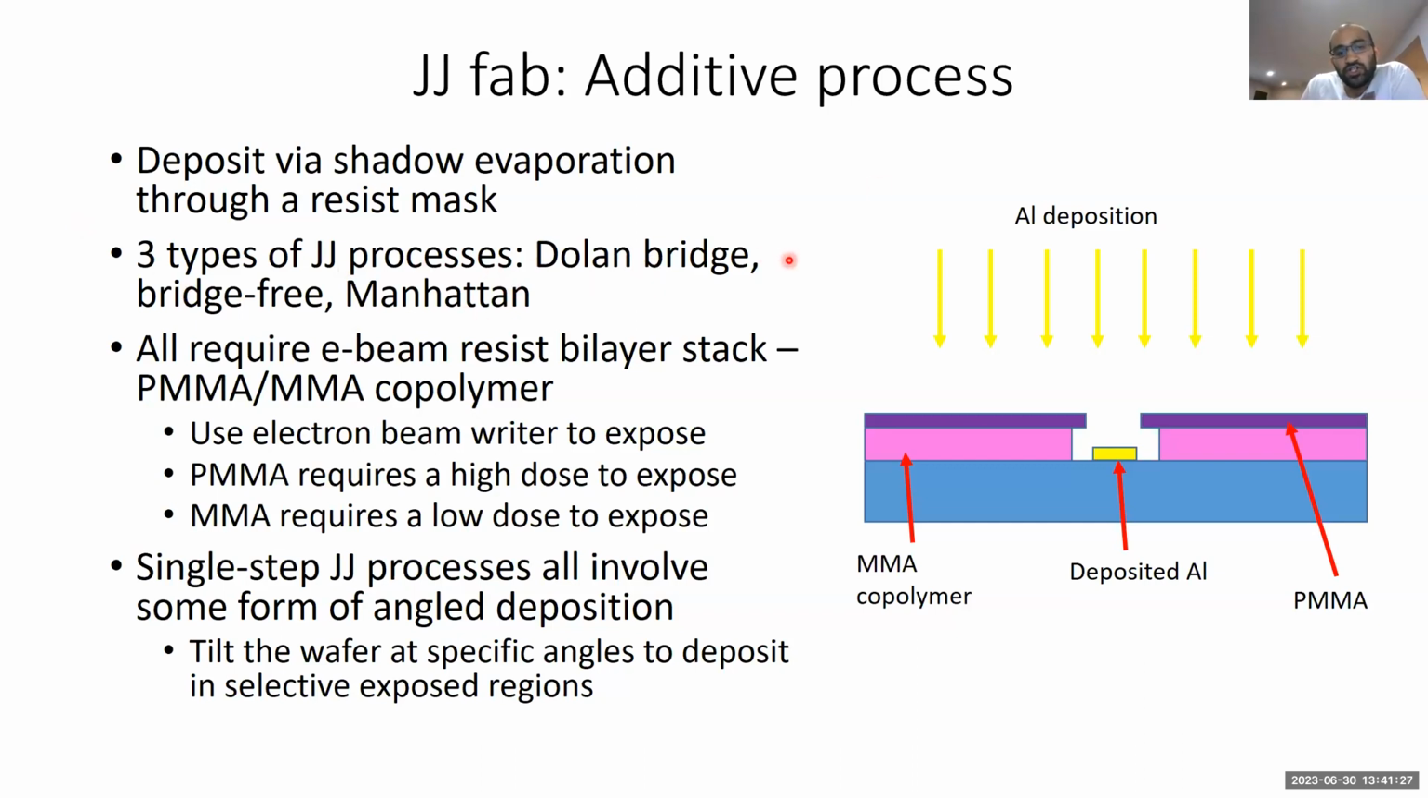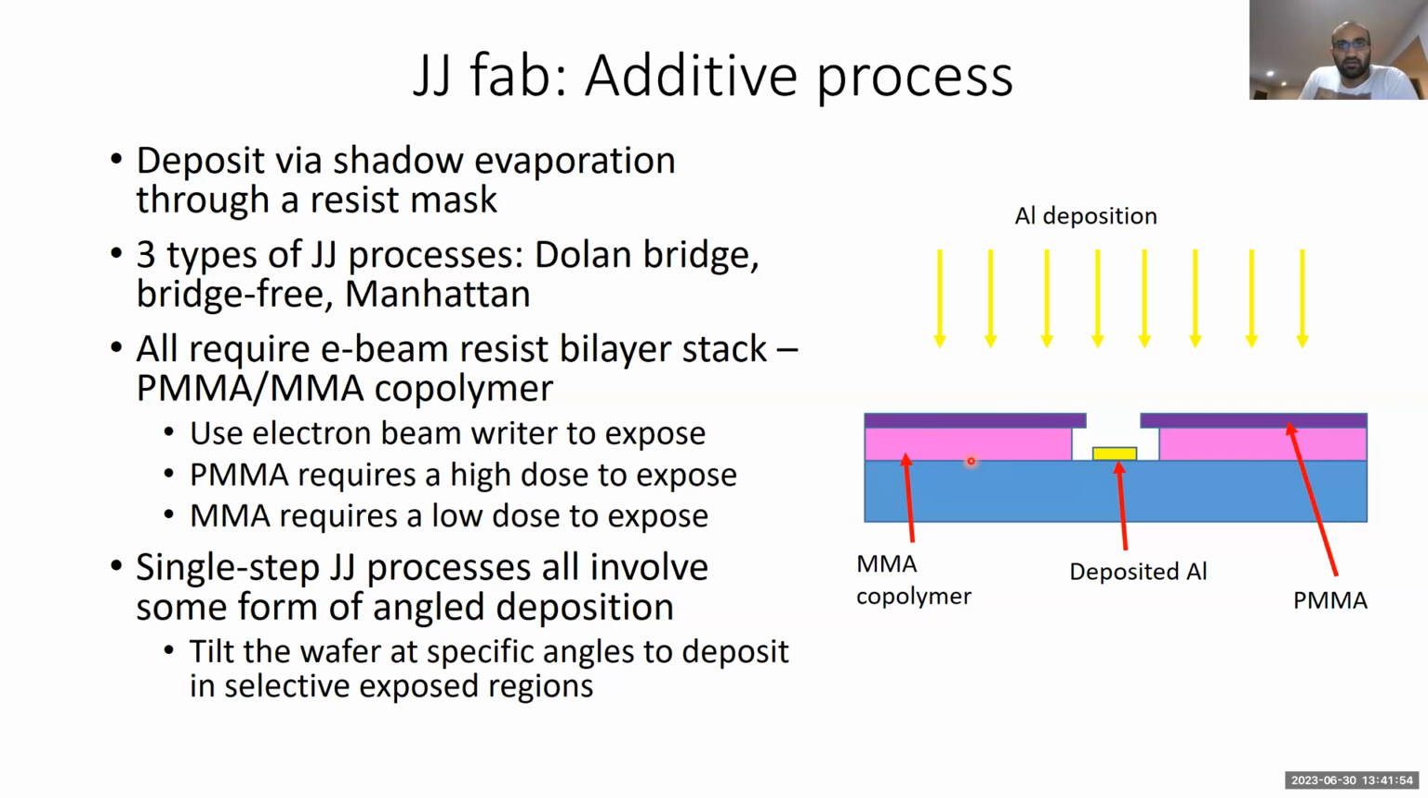Now, to make an actual junction, there are three main processes. They're called Dolan bridge, bridge free, and Manhattan. All three styles require an electron beam resist bilayer stack. So we have two types of resists. The more common one that we use is called PMMA, and a copolymer called MMA. The PMMA here is the top layer, and the MMA is the bottom layer.